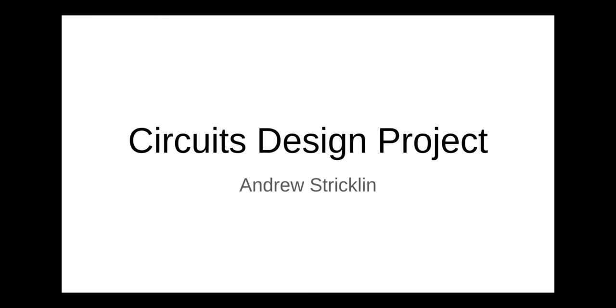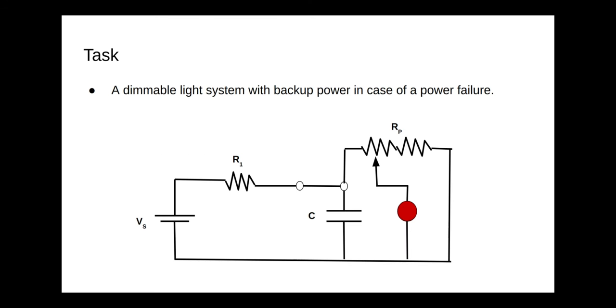For my design project, I chose the task of creating a circuit that would simulate a dimmable light system with backup power in case of power failure. I used in my circuit a battery, a resistor, a switch, a capacitor, an LED, and a potentiometer.